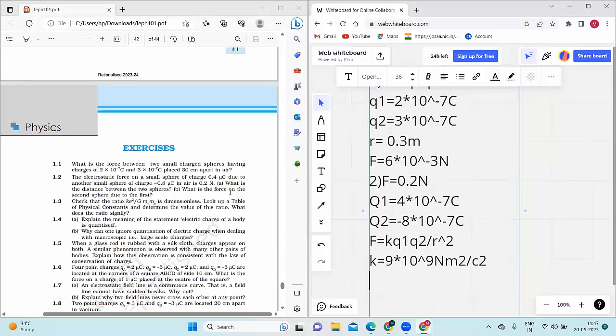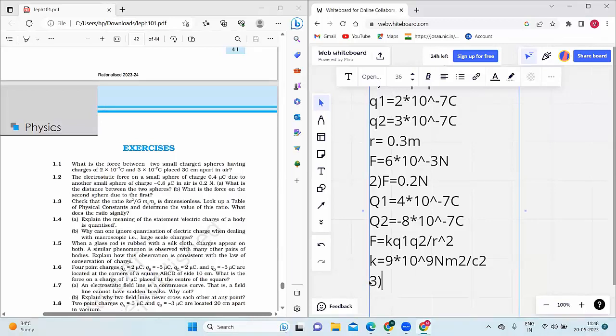Also, there is a B part of the question: what is the force on the second sphere due to the first sphere? Generally, this force is mutually interactive between both the charges. So whatever force acts on the first charge due to the second charge will be equal to the force acting on the second charge due to the first charge. The magnitudes of the forces will be equal, but the directions will be opposite to each other.